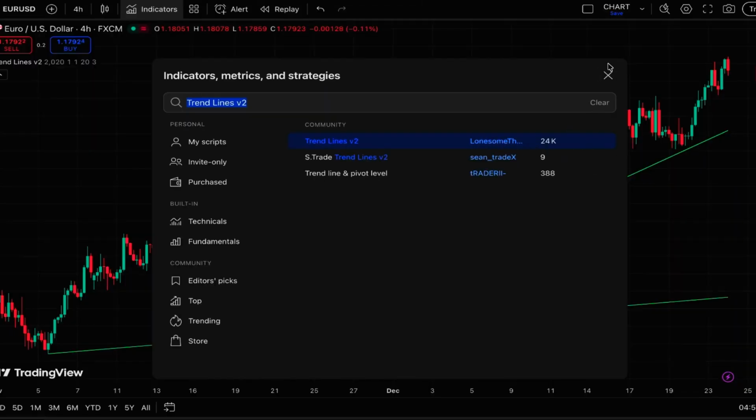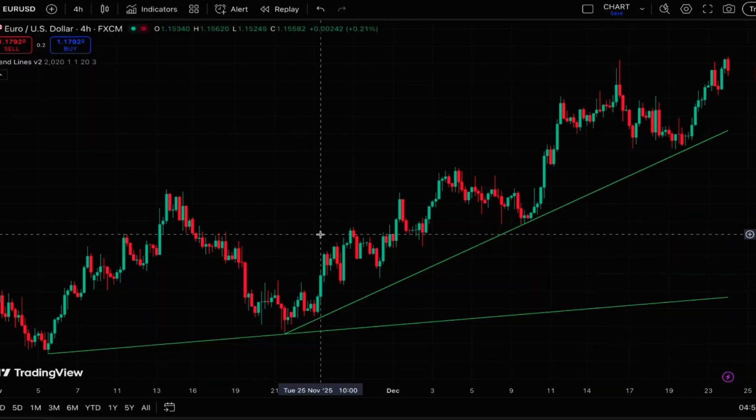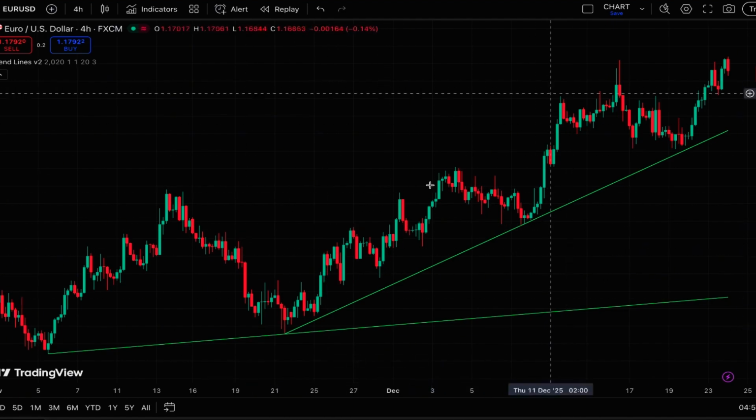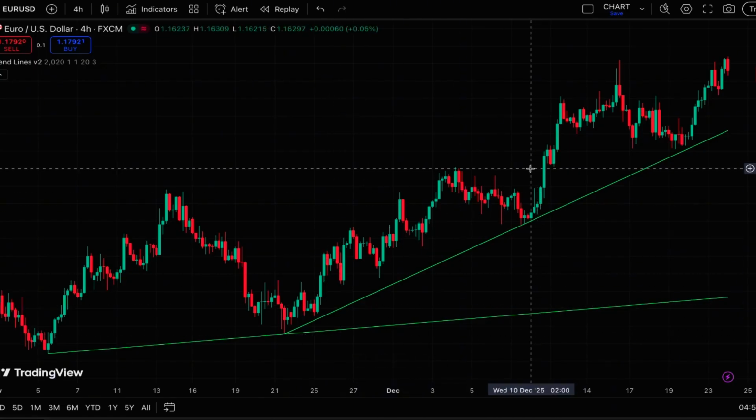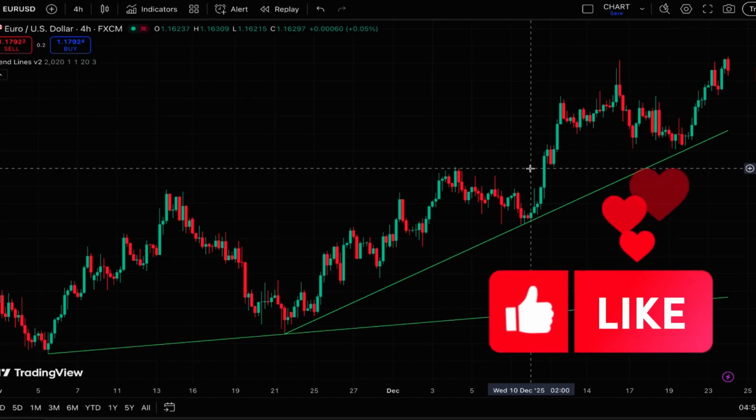Alright, when you add this indicator to your chart, the indicator automatically draws trend lines for the current trend of the market. The lines from past trends are removed and only the lines for the current trends are shown. So your chart will not be cluttered by many lines. If you're looking for a simple tool to draw trend lines for the current trend of the market, this indicator is a perfect choice for you.